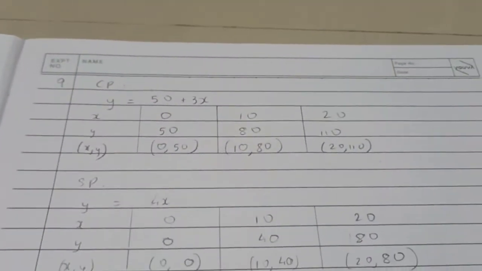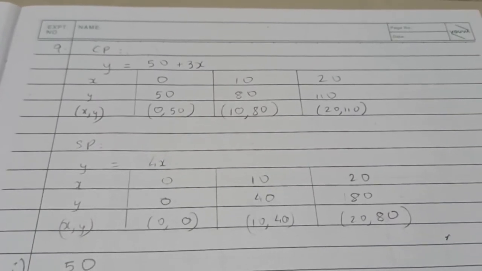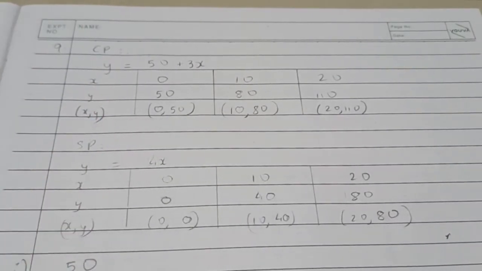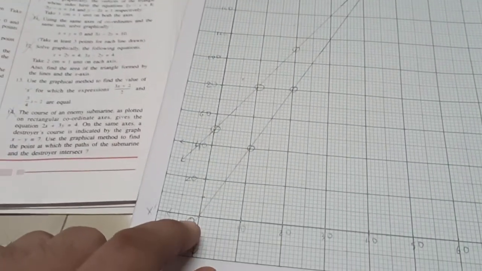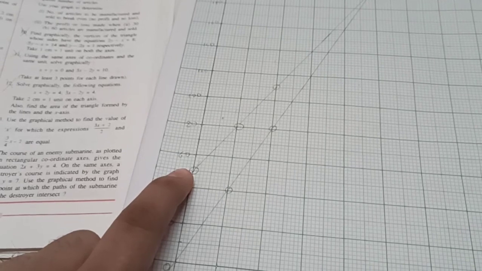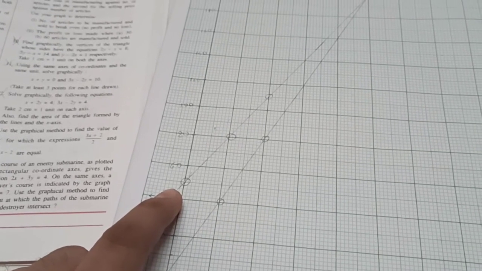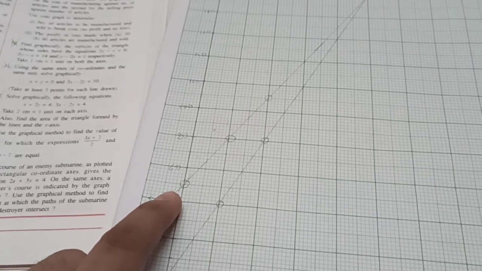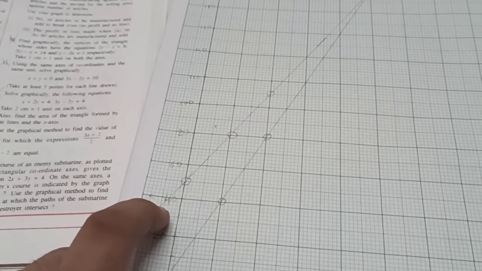So you plot any 3 points on the graph for CP as well as for SP. You get two equations. CP starts from here, whereas SP starts from here. CP starts from here. It means that even if you're not producing any articles, 0 articles, still your 50 rupees will be spent, for the costs like electricity, rent, etc. They go whether you produce anything or not. This we'll study in economics, in commerce.